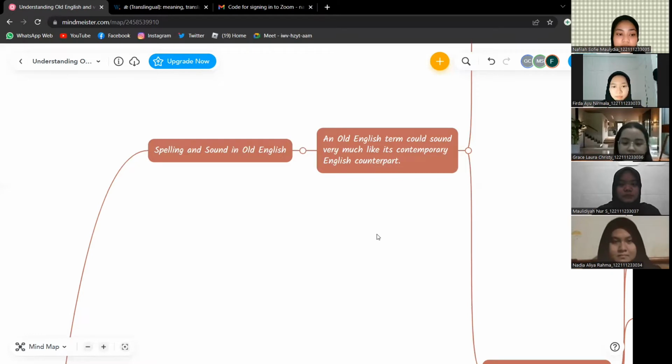Knowing the sound that each letter of the Old English alphabet represents is necessary to pronounce an Old English word. A graph is a single letter that represents a single phoneme. For instance, the graph m in Old English stands for the phoneme m. Each phoneme is represented by a two-letter combination known as a digraph.